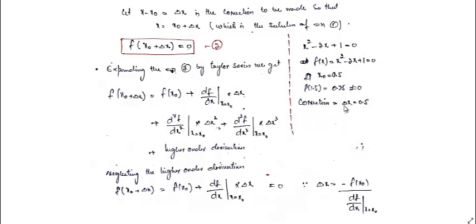Therefore, the correction delta x, that is the difference between the initial guess x naught and the actual solution, will be 0.5. When we add this 0.5 to x naught, that means f of 0.5 plus 0.5, that is f of 1, that will be equal to 0. Or we can say f of x naught plus delta x will be equal to 0. So delta x is the correction to be made, so that x is equal to x naught plus delta x, which is the exact solution of the equation f(x).